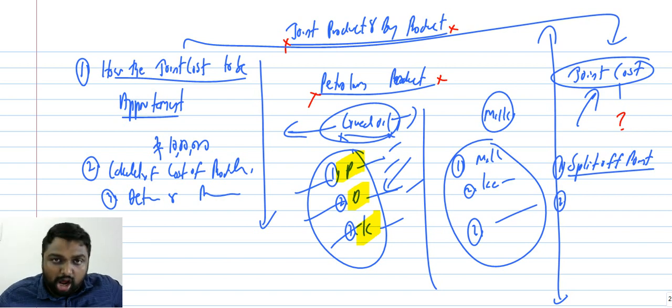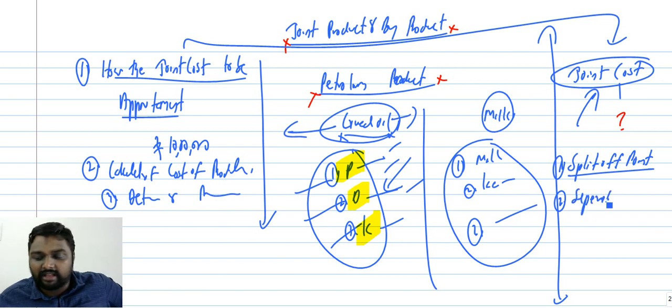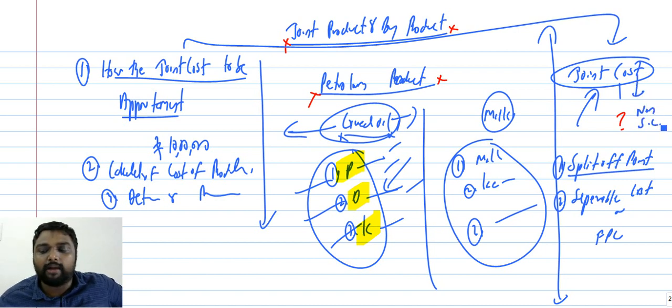So the cost which can be identified, we call separable cost or further process cost. Otherwise, we can call joint cost non-separable cost.